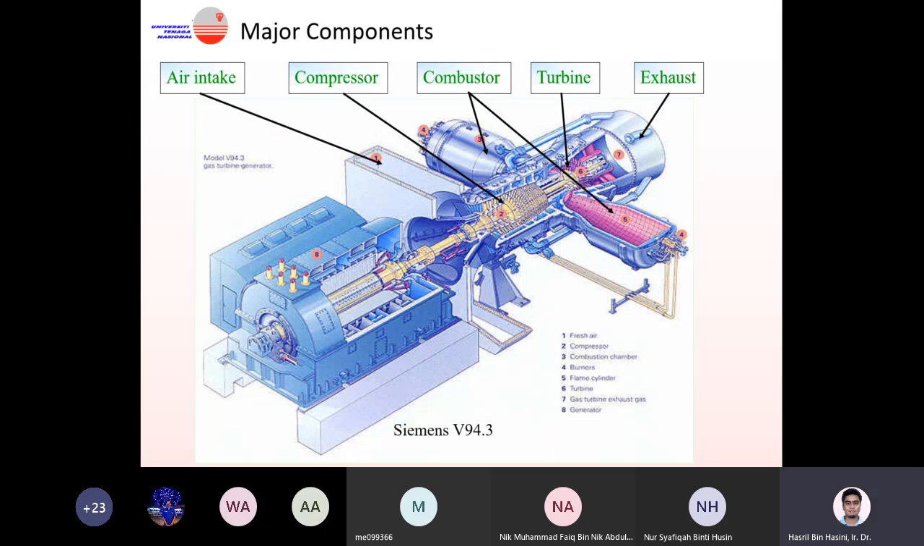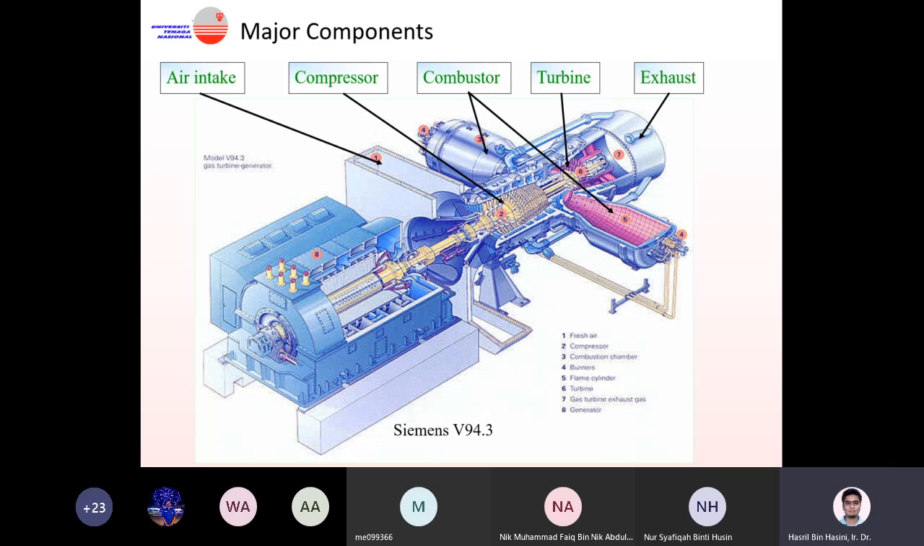Okay, let's go into the major components, the important components that we have in our gas turbine. This picture is an illustration of the gas turbine that we use, the Siemens model. We don't have that many components. We have the air intake, an important component, for channeling the fresh air into the compressor.